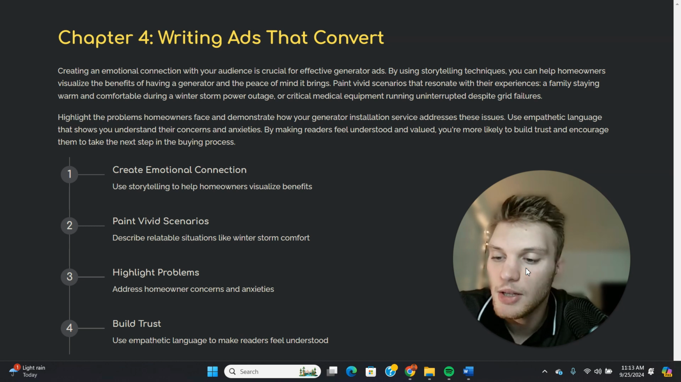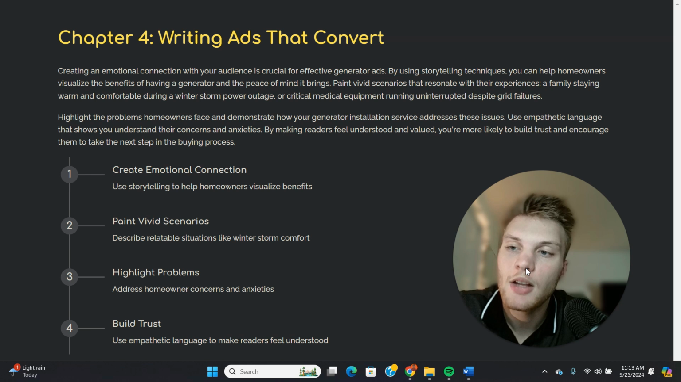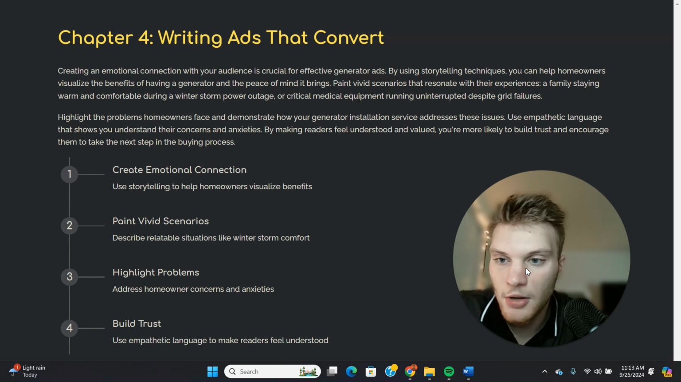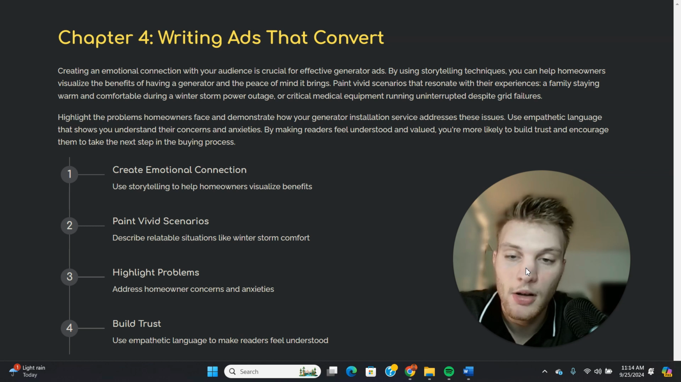I already harped on that a bunch, but it's so important: show that you understand their problems and their concerns and their fears, and you can put it into words even better than they can, right? If you can do that, you're golden, right? By making readers feel understood and valued, you're more likely to build trust and encourage them to take the next step in the buying process, right? So create an emotional connection, use storytelling to help homeowners visualize the benefits. Part of that too is using that long form sales copy that I talked about.